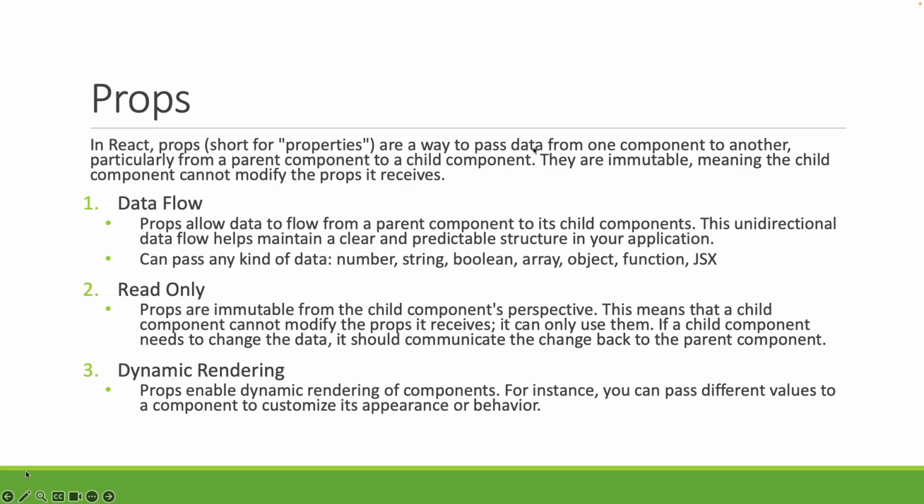Props are immutable, meaning the child component cannot modify the props it received. Even if you modify local child variables, the parent is still the same. Okay, the data flow. Props allow data to flow from a parent component to its child component. This is unidirectional data flow, which helps maintain a clear and predictable structure in our application. You can pass any kind of data: number, string, array, function. You can pass a function. You can also pass JSX, anything.